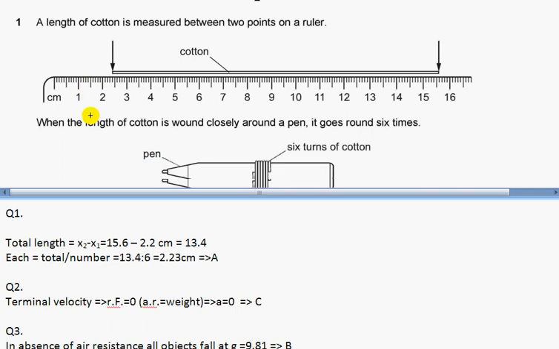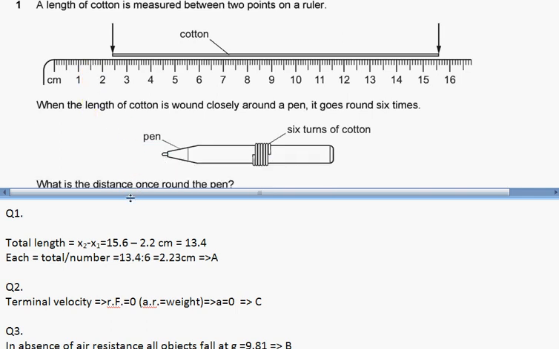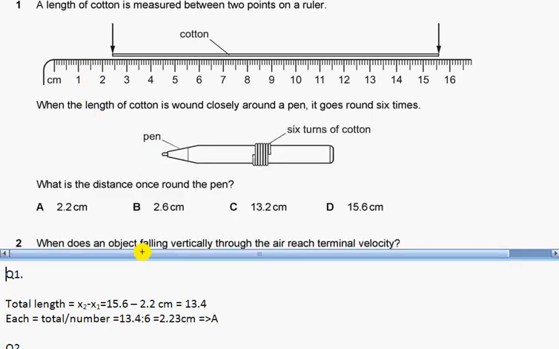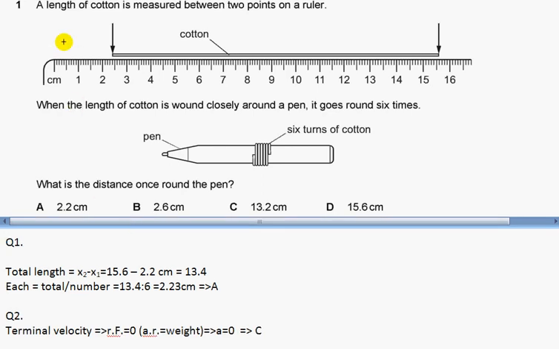Okay, question 1. Let us look at question 1. A length of cotton is measured between 2 points on a ruler. When the length of cotton is wound closely around the pen, it goes round 6 times. This is a very tricky thing, so you should outline this 6 times. What is the distance once round the pen?